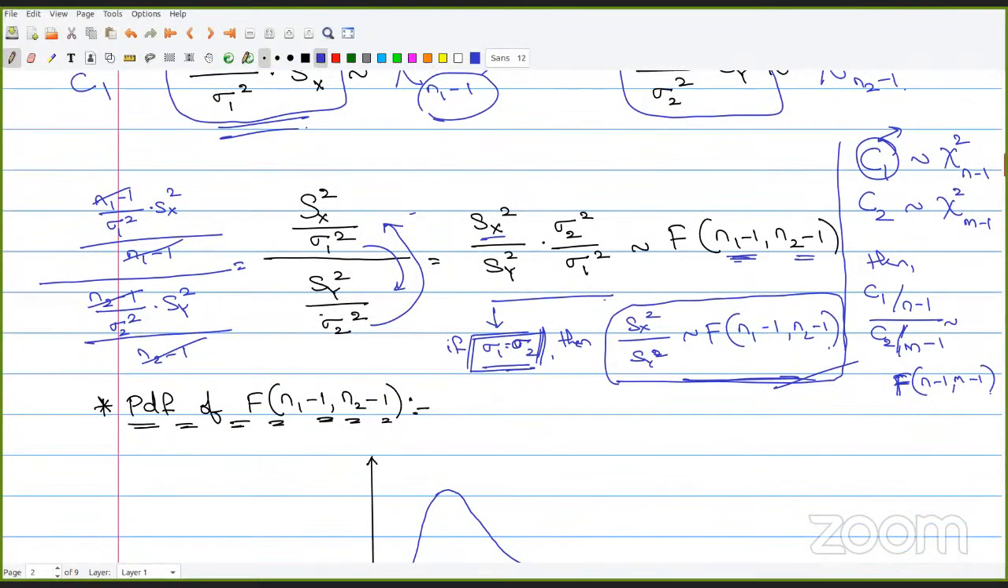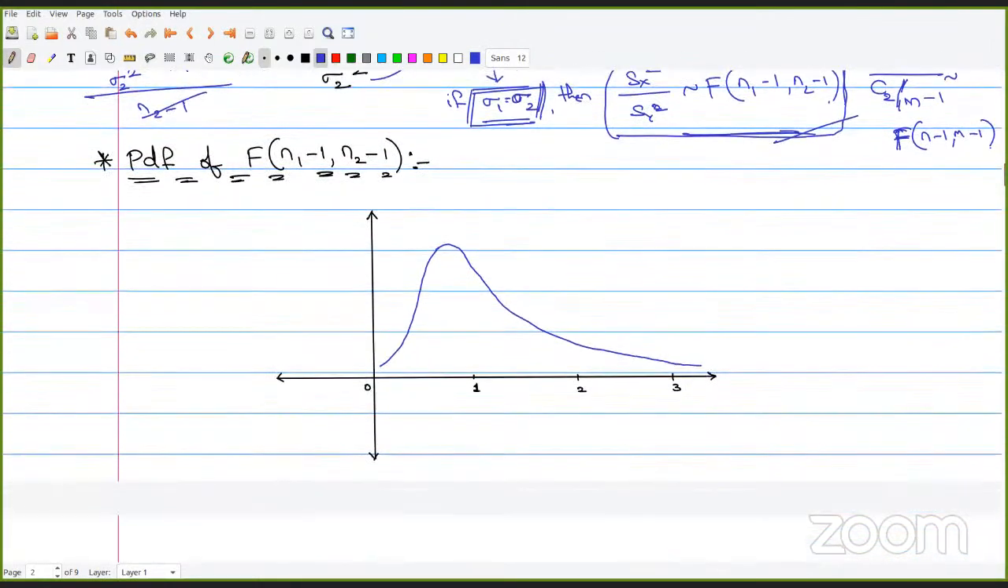So that is about the F distribution, and this is how the PDF of the F distribution looks. Is it not symmetric about 1, sir? It's not symmetric about 1. I am just drawing that.